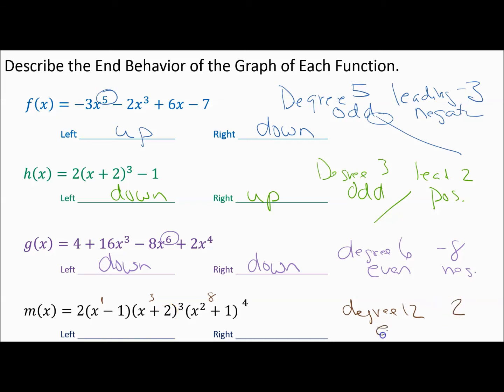Now what matters is you're even with a positive leading coefficient. Even means they point in the same direction, and positive means they're both going upward. So as x goes to negative infinity, f of x is going to positive infinity, and as x goes to positive infinity, f of x is going to positive infinity. So I hope that helps. In the next video, we're going to talk about zeros.